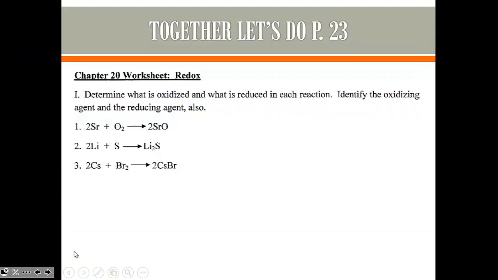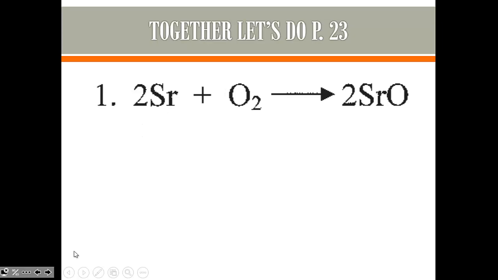Let's get some more practice on this. Turn your packet to page 23, and let's do 1 and 2 together. Strontium undergoes a combustion reaction or a synthesis reaction to produce strontium oxide. In this reaction, we start by assigning everyone their oxidation state. Anything elemental, such as strontium with 1 capital letter, automatically is 0.